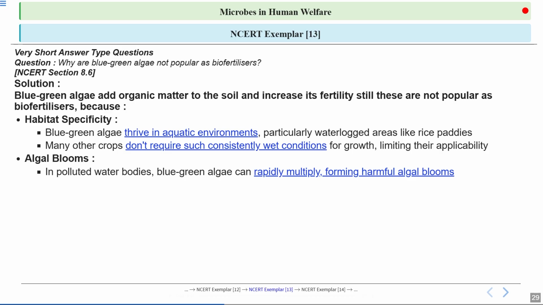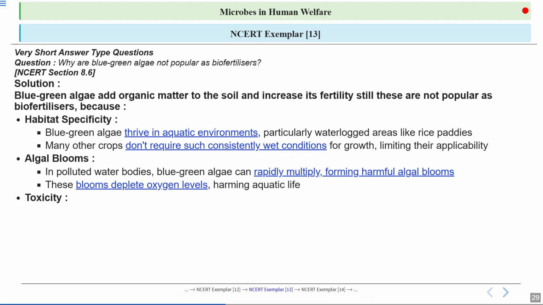So in polluted water bodies, blue-green algae can multiply very quickly, forming thick layers called algal blooms. These algal blooms can increase the BOD of the water and thus affect the aquatic life. These blooms basically deplete the oxygen in the water and this harms the aquatic life. Because this algae will die, a lot of organic matter will be produced and a lot of oxygen will be used up by the microorganisms to decompose this organic matter.